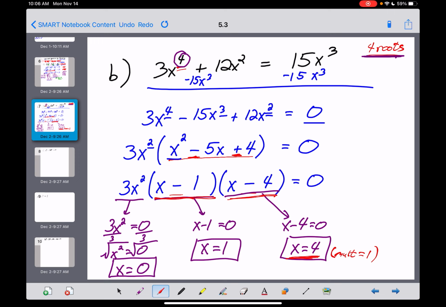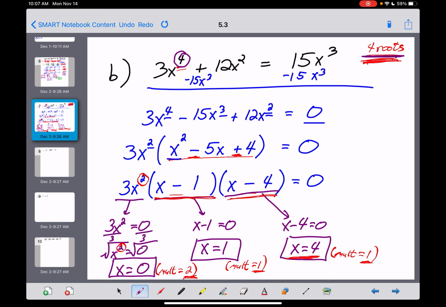Same thing happened with the x minus 1. That only occurs once, so the multiplicity is 1. But in the first solution that we came up with, we had an x squared right here, guys. And so if x squared was equal to 0, that tells us right there that our multiplicity here was equal to 2. So it's really the sum of the multiplicities of all of your roots that should equal your degree. So we got 2 plus 1 plus 1. That's the 4 that we were looking for.